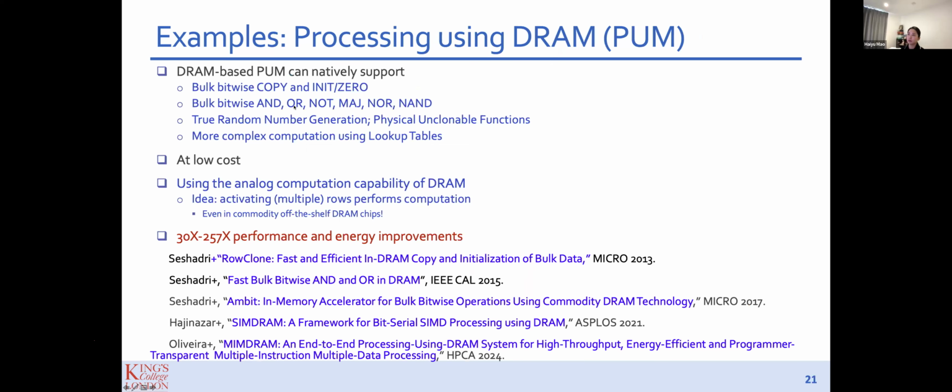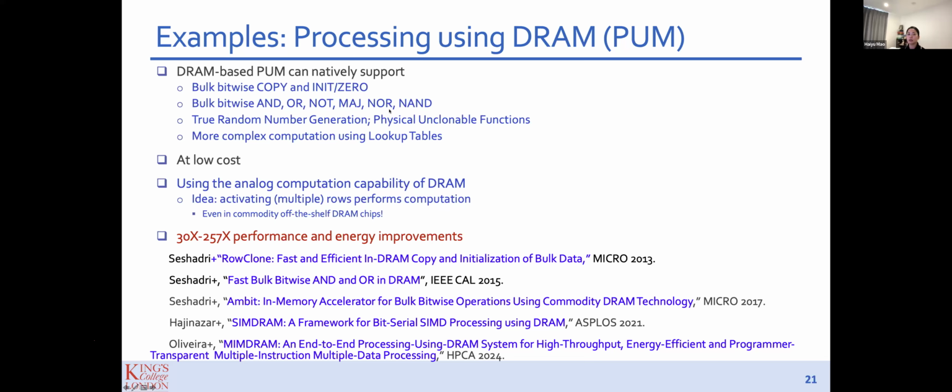And of course, there are more examples. That's only one simple example to give you intuition for why processing using memory is quite different and why it can be useful. Here we have DRAM-based processing using memory to support bulk bitwise copy and initialization, or making it all zero, or bulk bitwise AND, OR, NOT, majority, NOR, and NAND. It can also provide true random number generation, physical unclonable functions, and more complex computations using lookup tables.